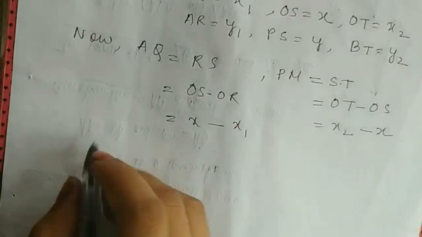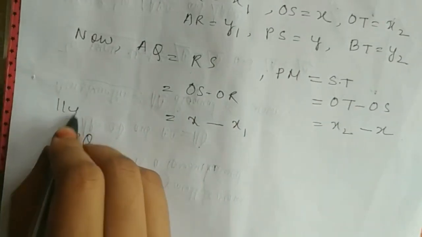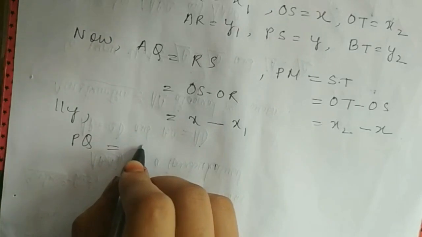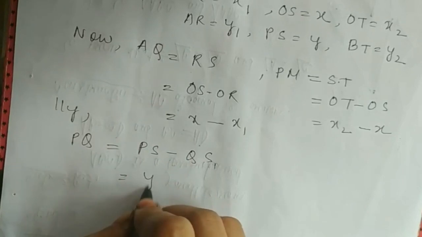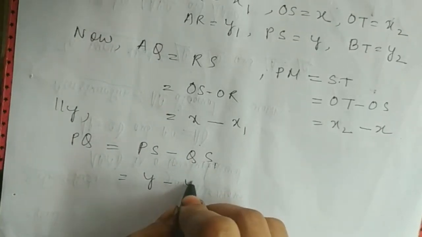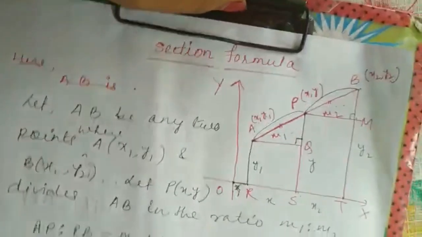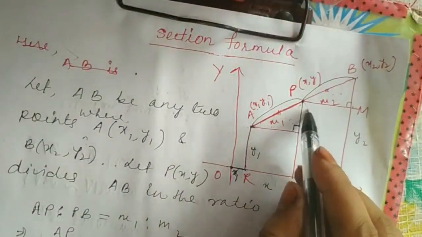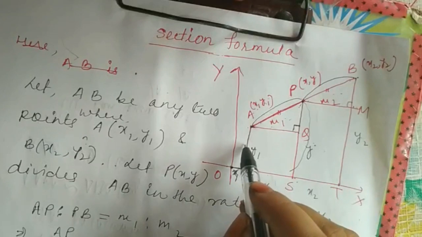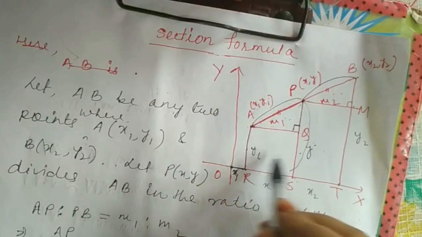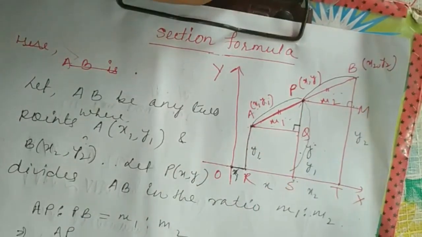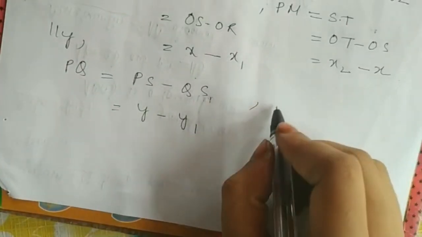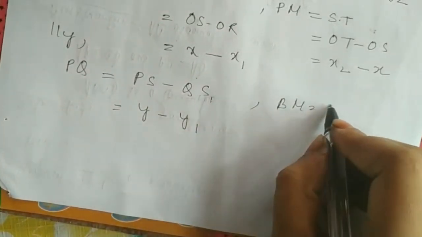Now after this, find PQ. Similarly, PQ equals PS minus QS. PS is y and QS is y1. Since from this figure the whole PS is y and QS equals AR, and AR is y1, PS minus QS is y minus y1. And here, BM equals what?